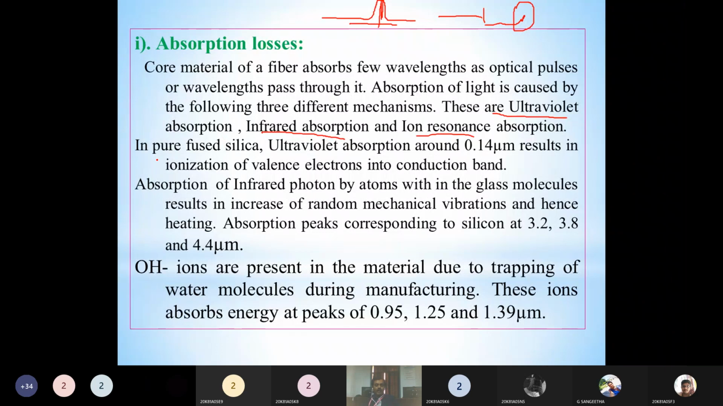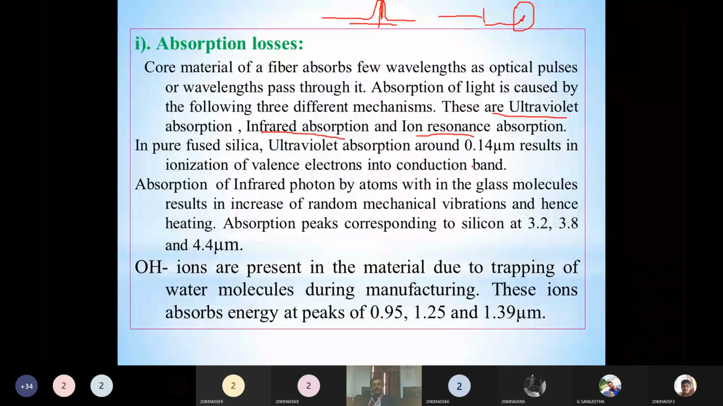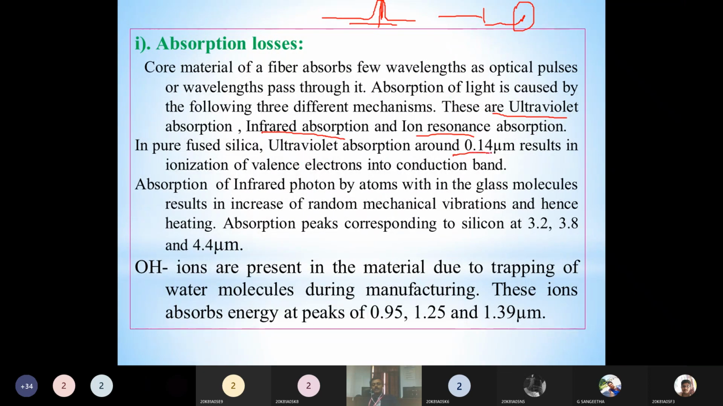Now, if you take an example, pure fused silica absorbs ultraviolet around 0.14 micrometer. This results in ionization of valency electrons into the conduction band. So because of this absorption, valency electrons go to the conduction band. That is the case for fused silica.